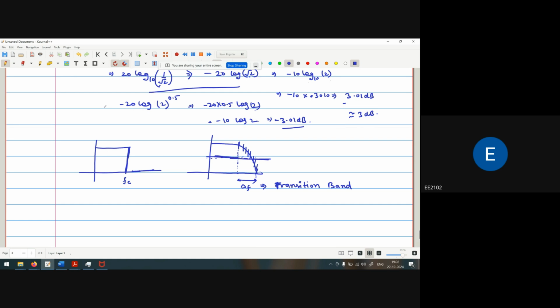Okay, so if the magnitude is V, then it is V by root 2. We call this particular frequency F. So this is 1 by RC, right? 1 upon 2 pi RC. Yeah, yeah, correct.